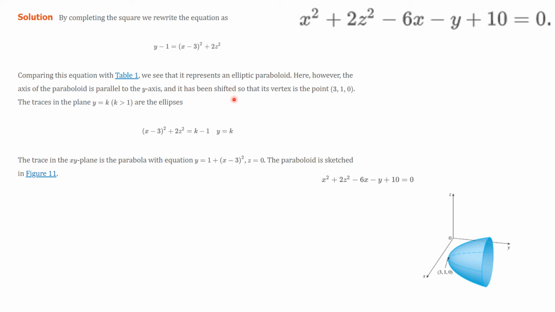However, the axis is parallel to the y-axis, and it is opening up because this is positive and this is positive. So the vertex is at this shifted point, and the traces are ellipses, this one in the plane y equals k, and in the xy plane this is the equation, and so that's a parabola. So this is the paraboloid sketched. So you see it's an elliptical paraboloid.